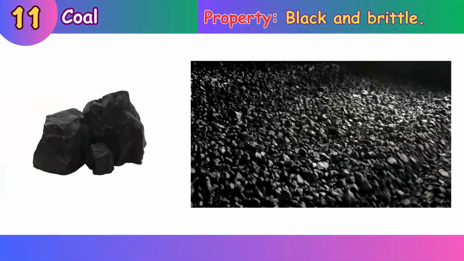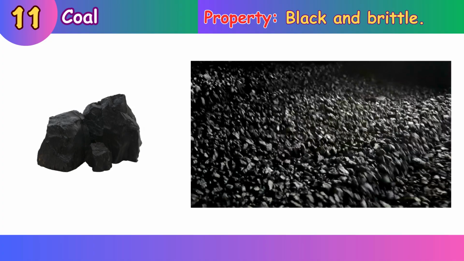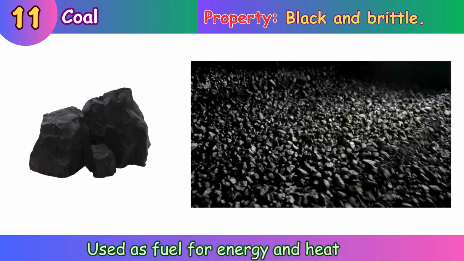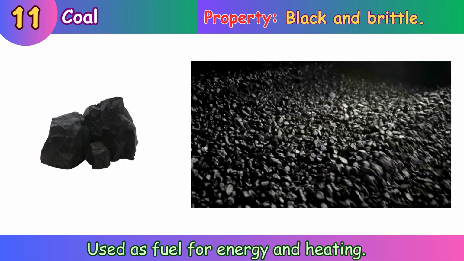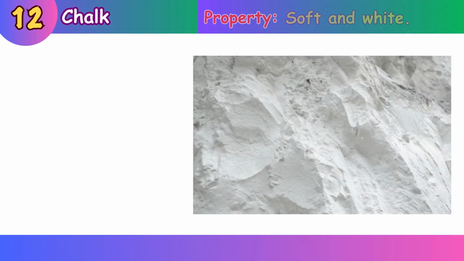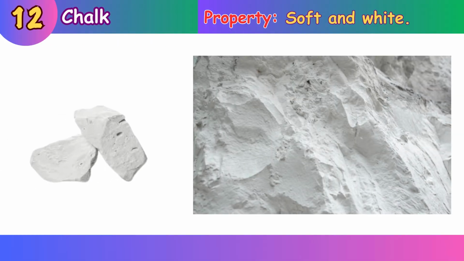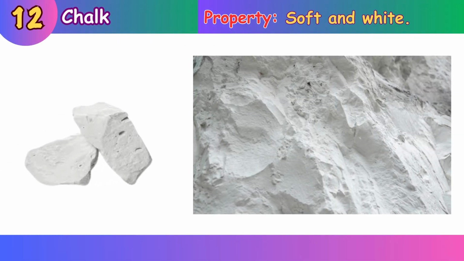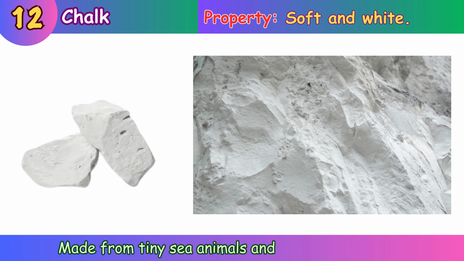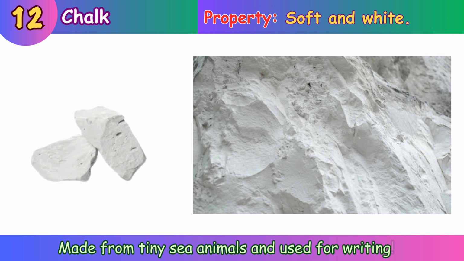Coal. Black and brittle. Used as fuel for energy and heating. Chalk. Soft and white. Made from tiny sea animals and used for writing.